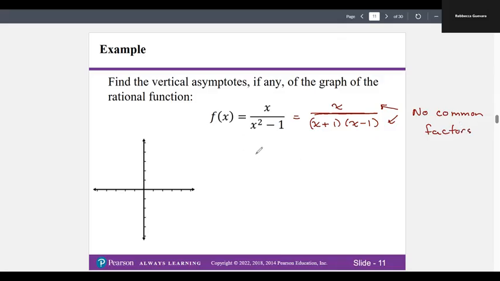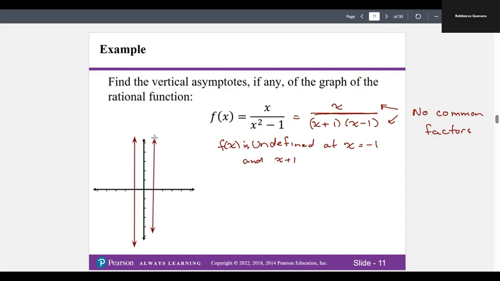So we have no common factors. We are undefined. f(x) is undefined. So we see here, we don't want this to be 0, so that would be x minus 1. And we would be here at x plus 1. So we would definitely see we would have an asymptote here and an asymptote here.